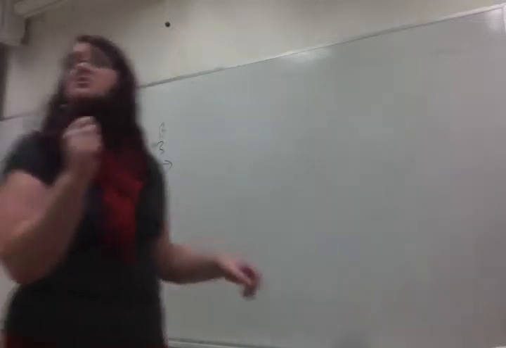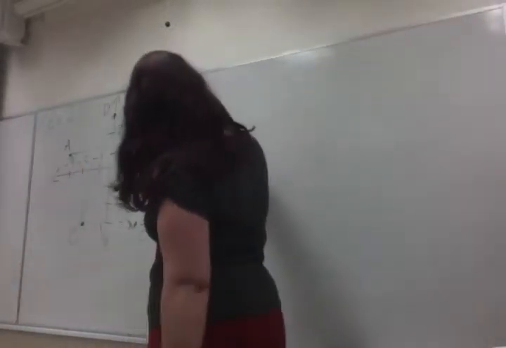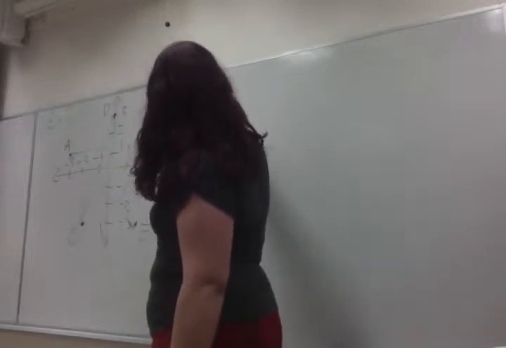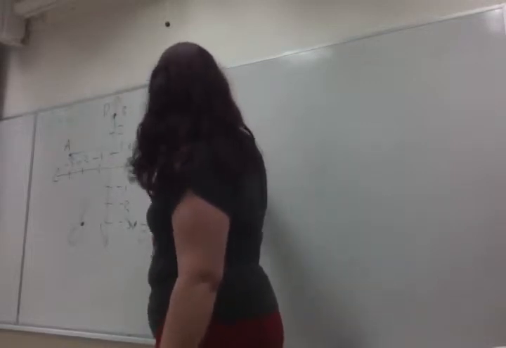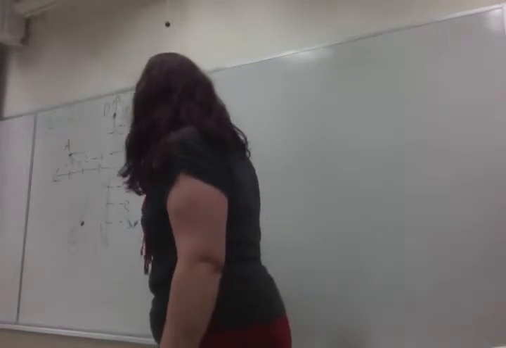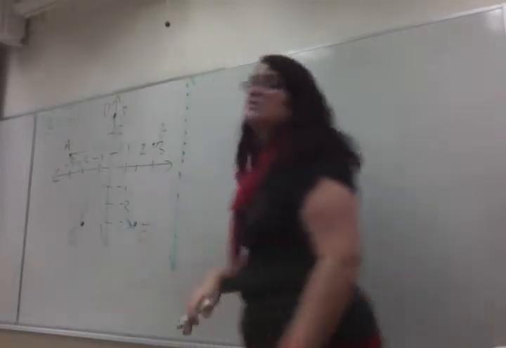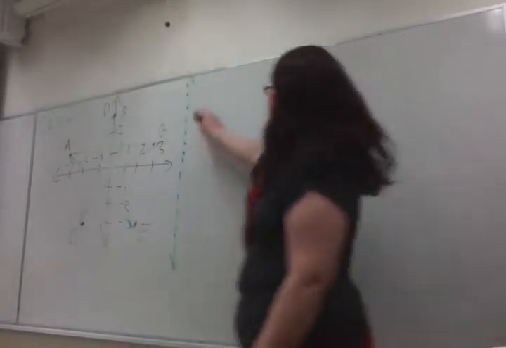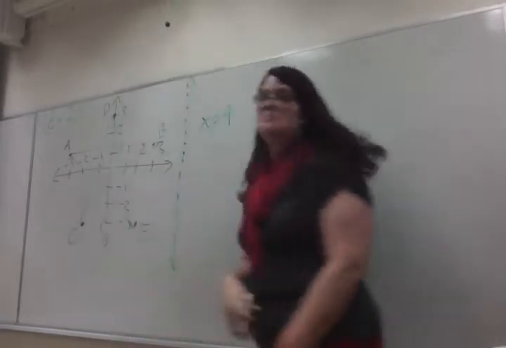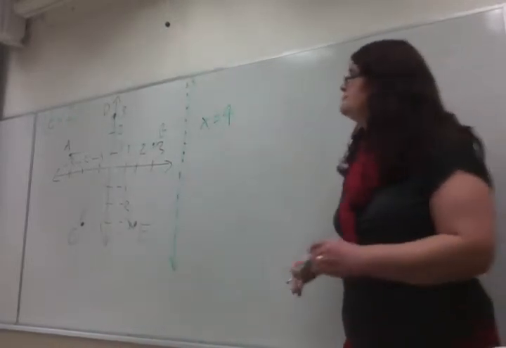So if we have x equals 4. X equals 4 means all the points which have x coordinate 4. Well, if you want to look at all the points that have x coordinate 4, there'll be 1 here, 1 here, 1 here, 1 here. Right? All these points have the same x coordinate. And if you put them all together, you get a vertical line. So x equals 4 turns out to be a vertical line.